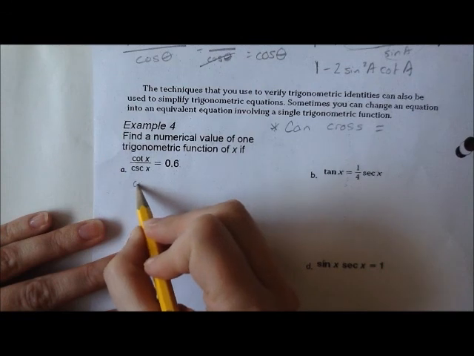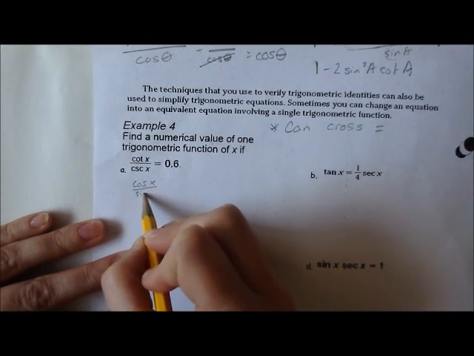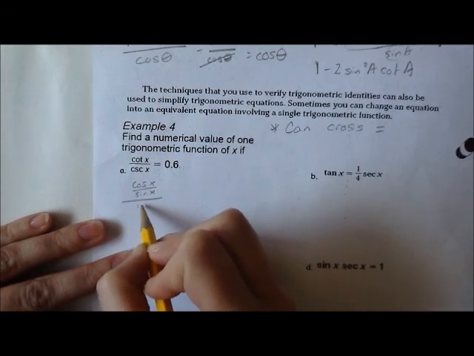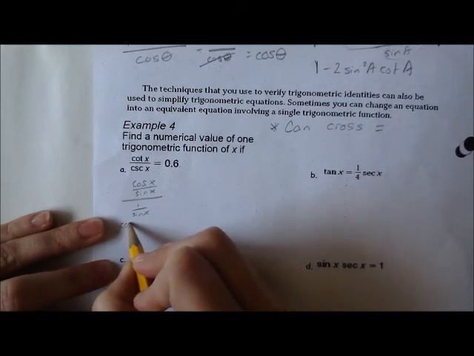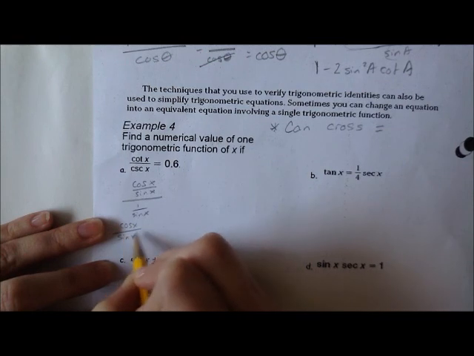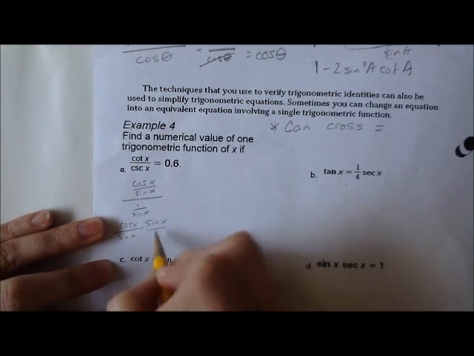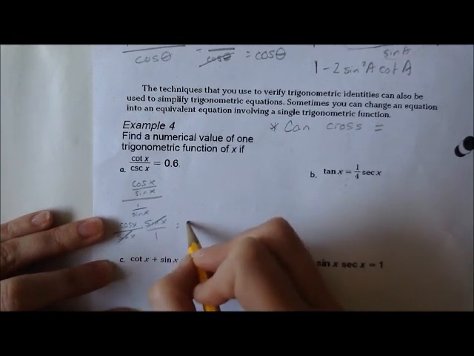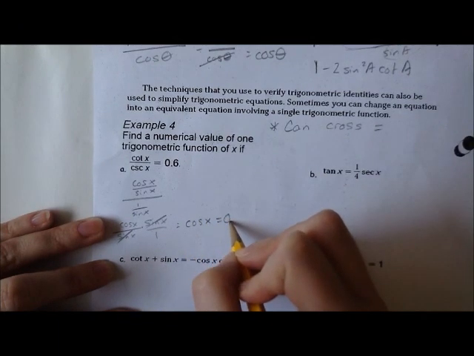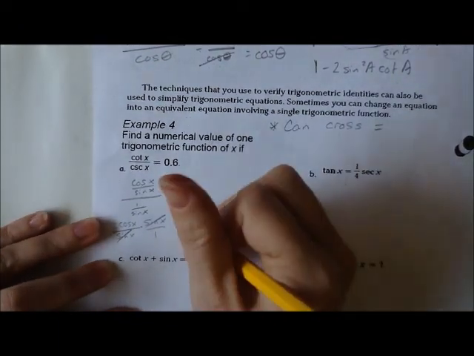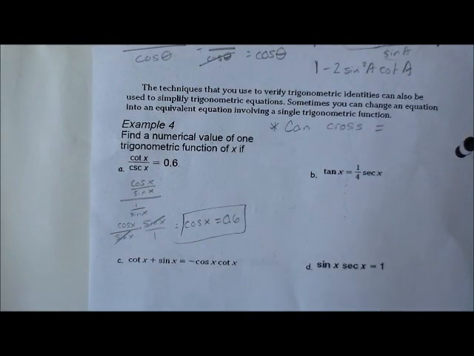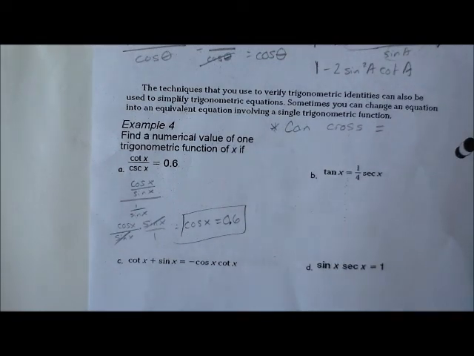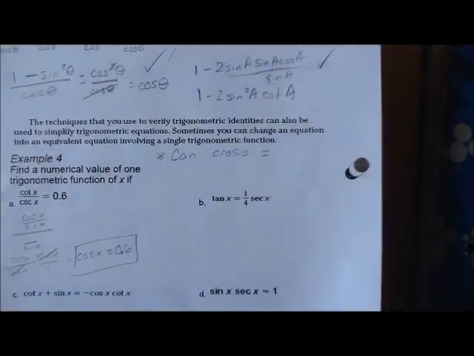All right, cotangent is cosine over sine. Cosecant is 1 over sine. Dividing by a fraction is multiplying by the reciprocal. Cosine of x equals 0.6. That is much simpler. We have one function on the left and a number on the right. That's what we want. Next step, we could just do arc cosine of 0.6. We're not doing that yet. We're just getting it there.